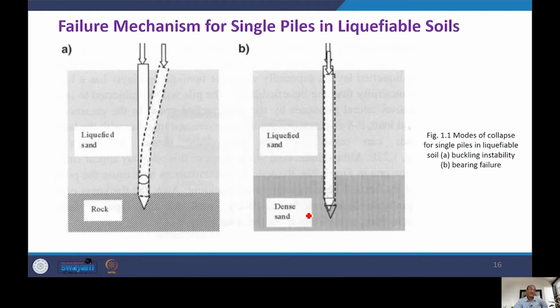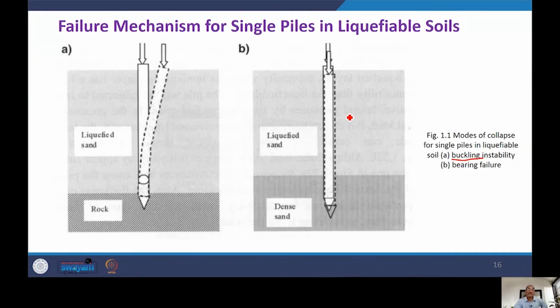Here you have liquefied sand. Here also you have liquefied sand. But the tip of the pile is socketed inside the rock in the first case, while in the second case, the tip of the pile is inserted in dense sand. Now, because here you have rock, it will support the pile. It will provide a very good base stratum. And when the load is applied, the pile becomes kind of fixed at the pile tip. So when this axial load is applied, it is what is called buckling instability. This will buckle. In the first case, the pile will get buckled.